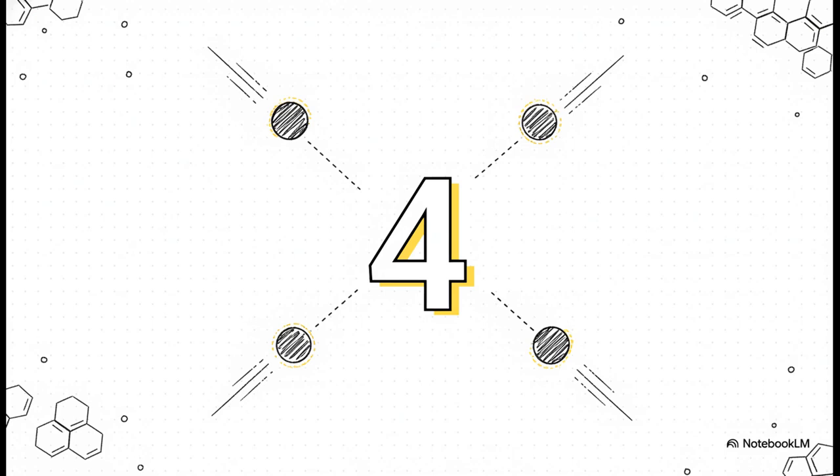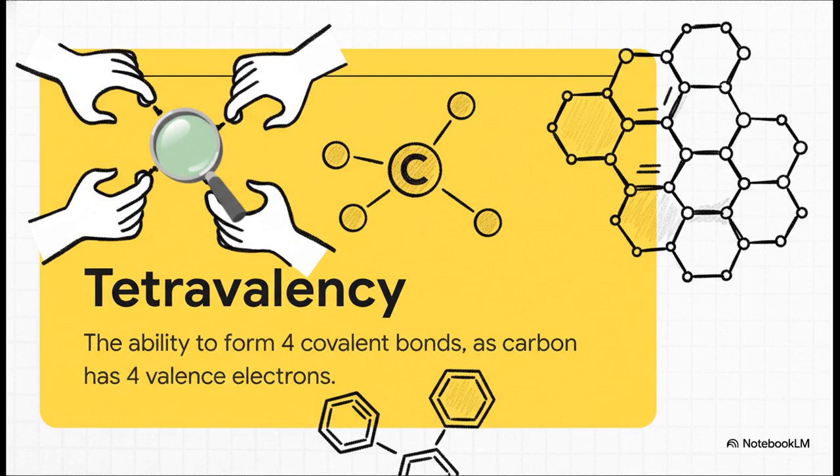This right here is the secret to its incredible versatility. This ability to form 4 strong, stable connections is called tetravalency. Think of it like carbon has 4 hands ready to link up with other atoms. This allows it to be this fantastic building block, creating these complex and really stable skeletons for all kinds of molecules.